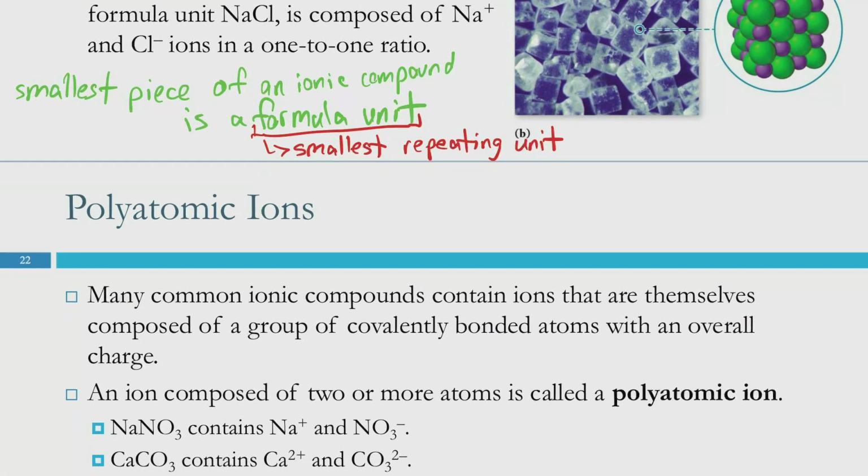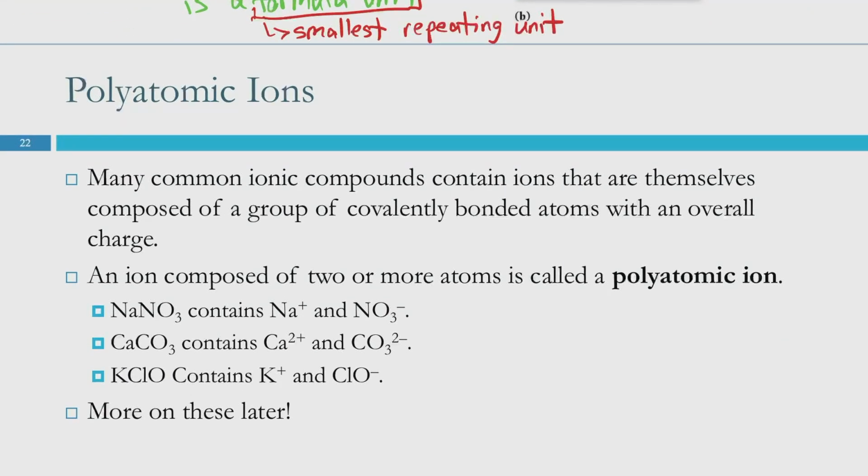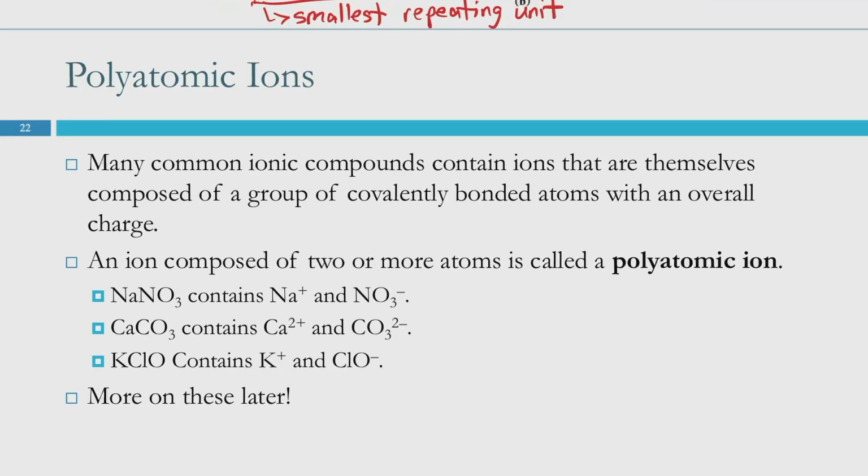Many ionic compounds contain ions that are composed of other atoms, and they have an overall charge. And we call these polyatomic ions, the poly meaning many, atomic, of course, meaning atoms. So these are many atom ions. So it's not just one atom that's gained or lost electrons to pick up a charge. It's a bunch of them together that are sharing a charge.